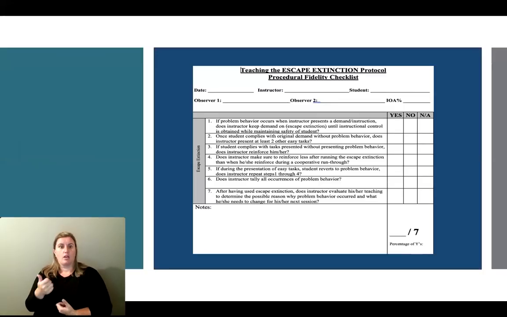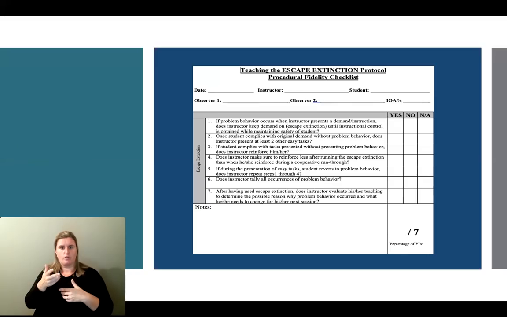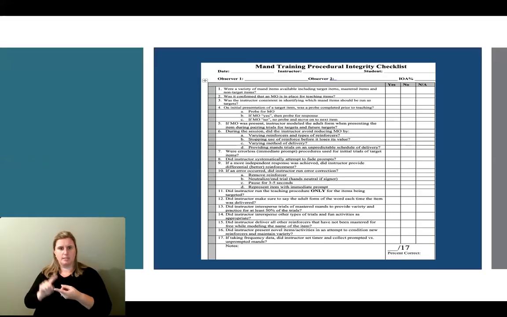This is simply another example. For example, the previous one was an example of a specific instructional delivery, or delivery of discrete trials. This one is on the implementation of a specific behavioral procedure, in this case, escape extinction. This one is a specific treatment fidelity or treatment integrity checklist on mand training procedures, or on the delivery of mand training procedures.